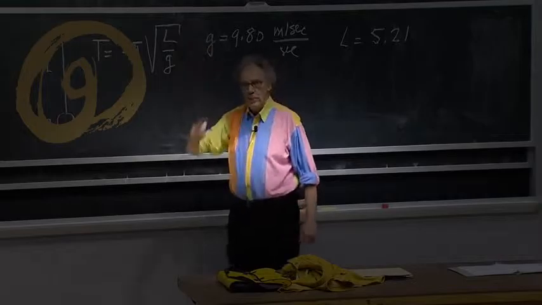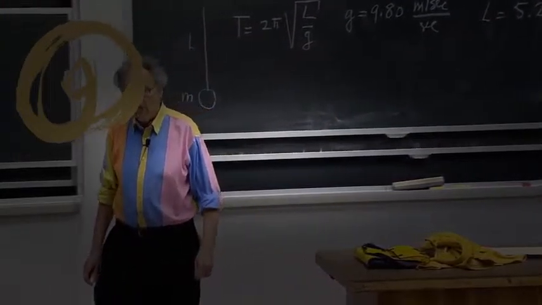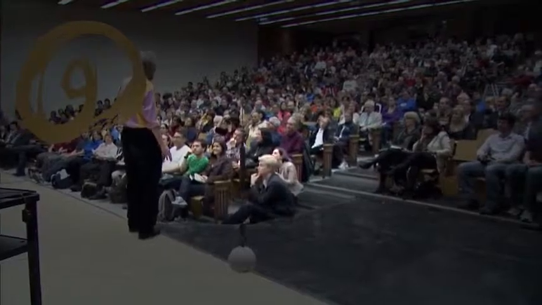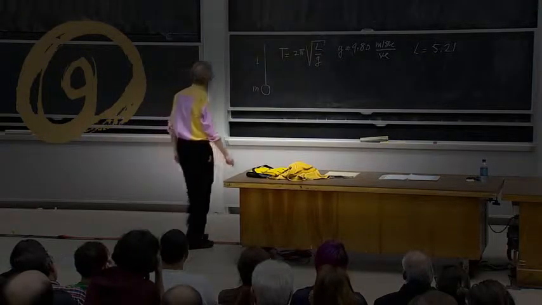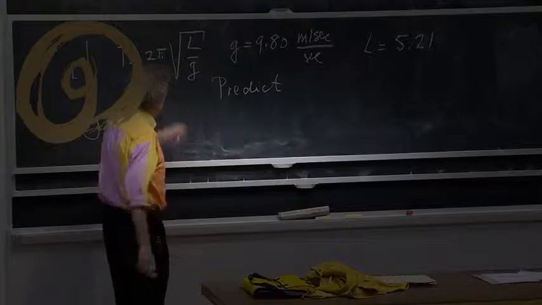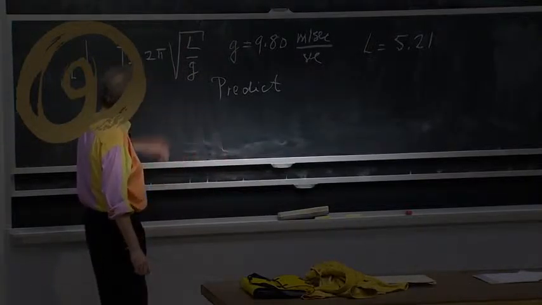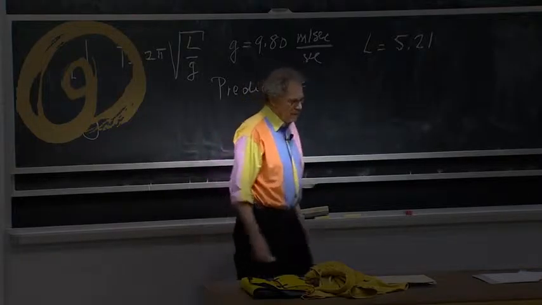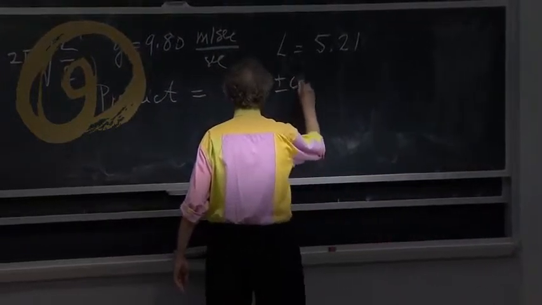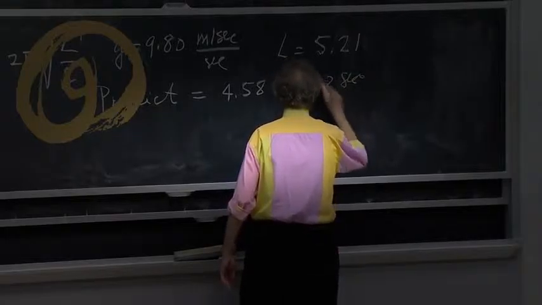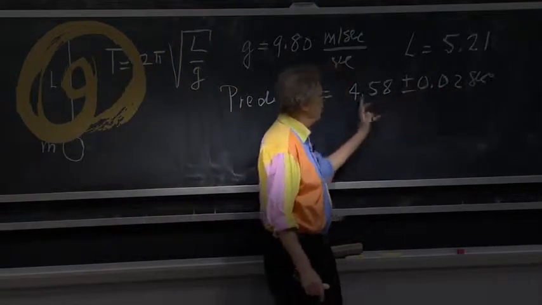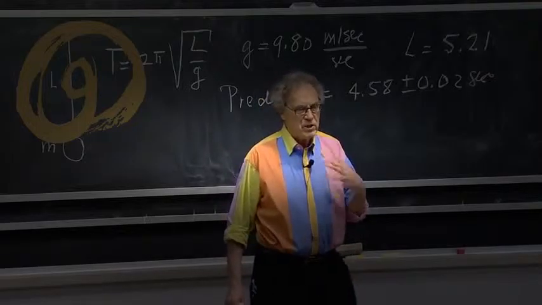But since L only shows up as the square root, the uncertainty in the time that we predict is only 0.5%. If you don't see the reason why the 1% becomes 0.5%, that's okay, just take my word for it. So now I can make a prediction. Using this equation, that's all I do, I put in 5.21, I put in 9.80, I multiply by 2 pi, and I predict that the period of that pendulum is 4.58 plus or minus 0.02 seconds. Why the plus or minus 0.02? Well, that is the 0.5% uncertainty due to the square root of L. You can immediately see that 2 is about 0.5% of 458. So my prediction can be no better than that.